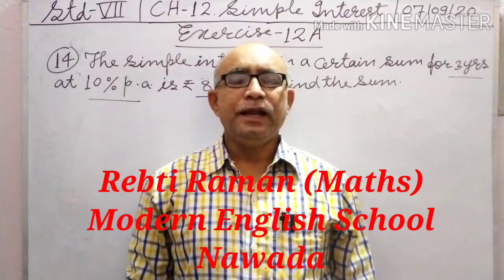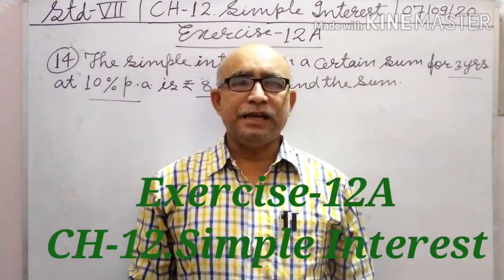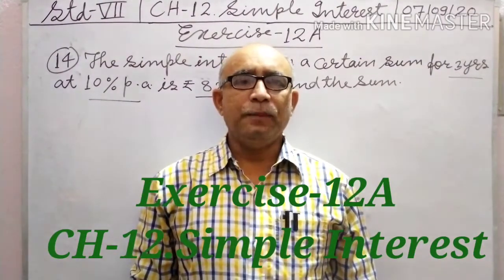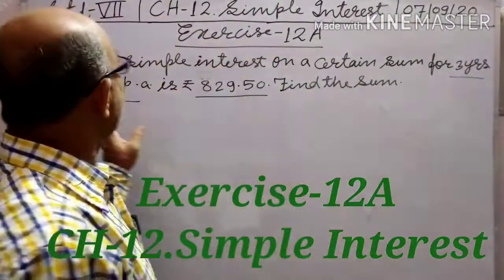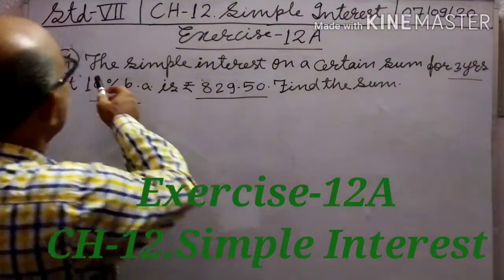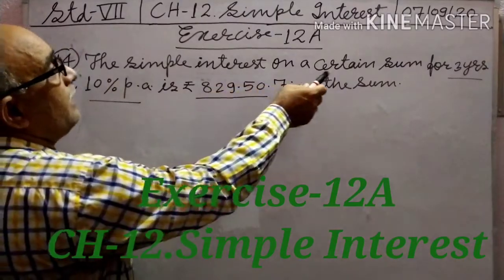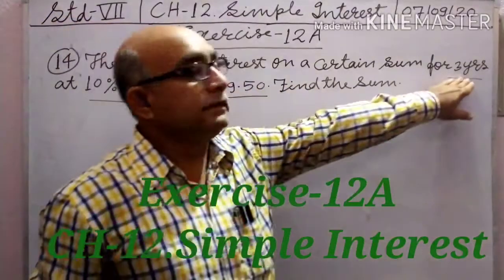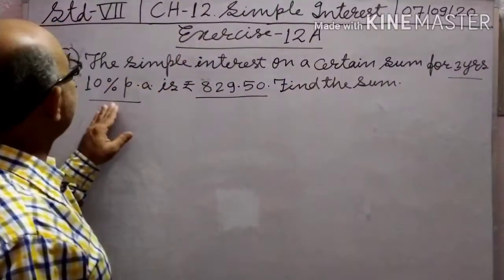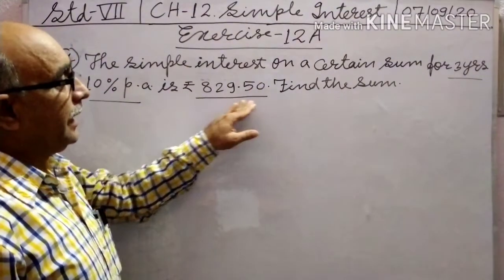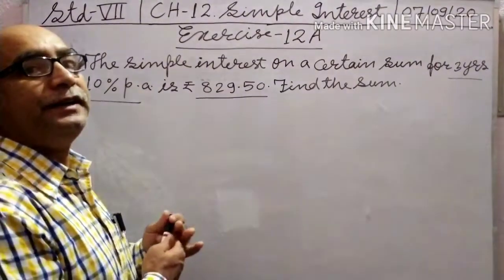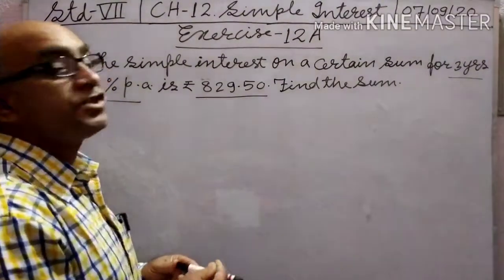Students, today I shall solve exercise 12A, chapter 12, simple interest. One question is written here. Question number 14. The simple interest on a certain sum for 3 years at 10% per annum is rupees 829.50. Find the sum. You have to find the sum.